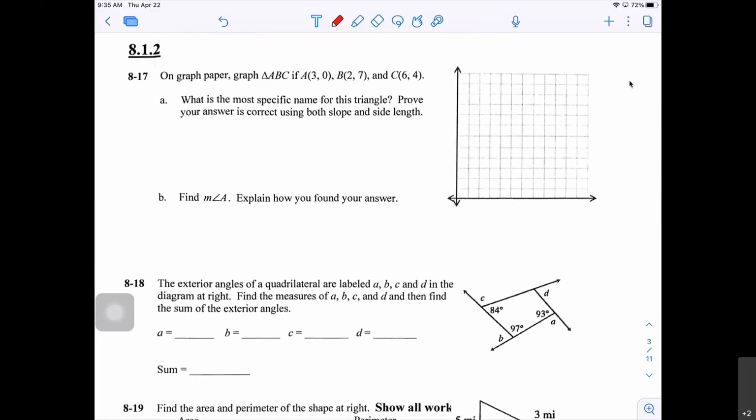Notice they tell you to graph the 3 points, which will create a triangle. And then the question right here, 2 things. What is the most specific name for this triangle? Anytime you see those types of directions, what they're really asking you is, if we're talking about a triangle, they want you to name it based on the side lengths. Is it scalene, is it isosceles, or is it equilateral? And they want you to name it based on the angle measures. Is it acute, right, or obtuse? So your final answer for part A should end up being something like a scalene acute triangle.